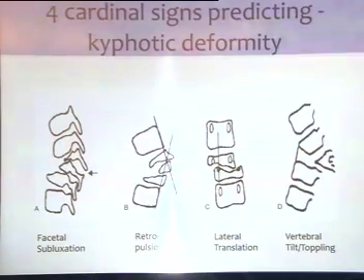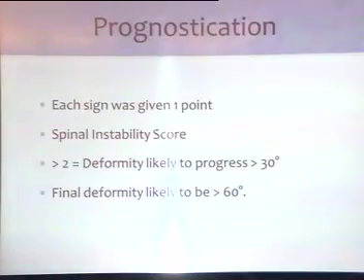So he gave 4 cardinal signs in that paper, and this is actually a very good paper. If anybody has any such tuberculous deformity case, they should probably look up this article. He quoted facetal subluxation, retropulsion of the element of the vertebral body, lateral subluxation or lateral translation, and a vertebral toppling sign. So these 4 signs, he gave 1 point each for these signs, and developed what is known as the spinal instability score.